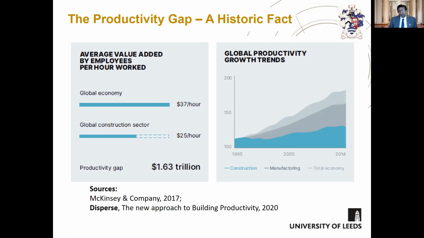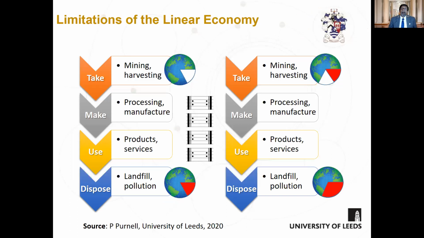And naturally, you can see on the right-hand side, there is a big difference between the construction sector and the other manufacturing sectors when it comes to global productivity. And one of the limitations is that we depend very much on the linear economy. In the linear economy, we take resources, we process the resources, we manufacture products, we provide service based on that. And in the end, we dispose of the waste into the landfills.